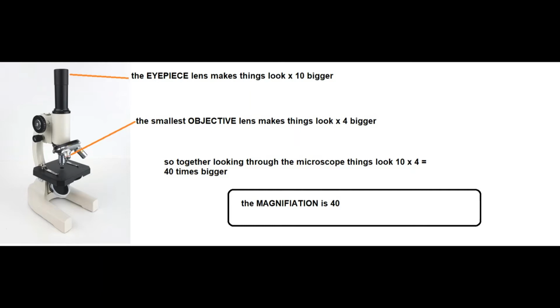If we now look at the microscope, the eyepiece lens is the one nearest to your eye, and it makes things 10 times bigger. The lens at the bottom nearest to the object is called the objective, and there are 3 of them. The one in the diagram makes things look 4 times bigger. So in all, 10 times 4, things look 40 times bigger. Now, if you change the objective lens to the one that says times 10, we've got times 10 times times 10, and it's 100 times bigger.